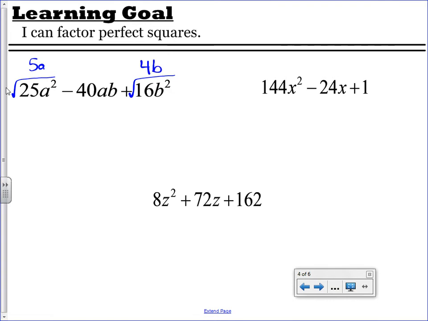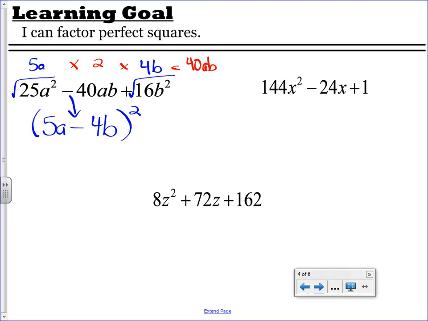I take this answer here, 5a, times 2, times 4b. What do I get? 5 times 2 gives me 10. 10 times 4 gives me 40ab. So that is my middle term. So now this becomes super easy. Instead of doing decomposition with these crazy looking numbers, I can just write this as bracket 5a, carry down the sign here, minus 4b, all squared.